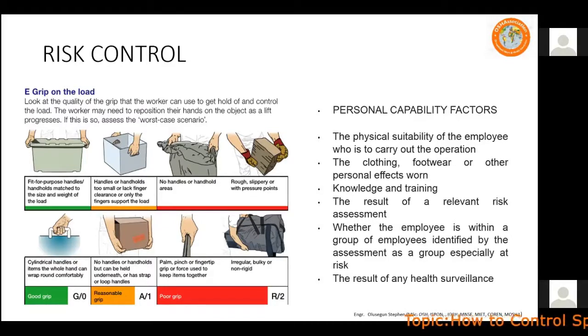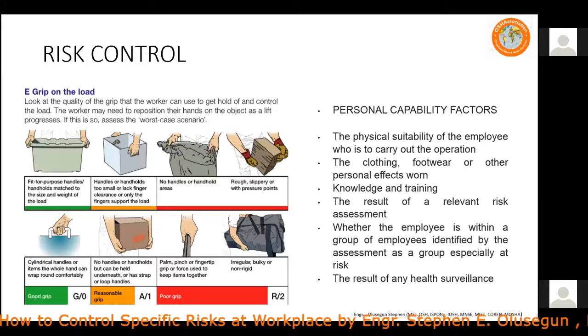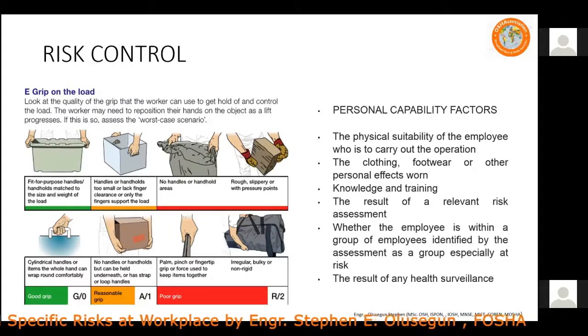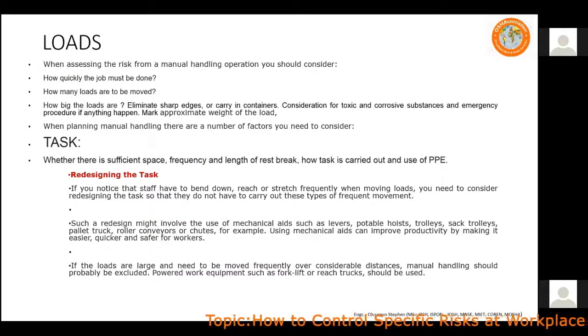you are risking yourself. Personal capability, like I've mentioned, is the physical suitability of the employee who is to carry out the operation, the clothing, the footwear, or the other personal effects. Knowledge and training, the result of a relevant risk assessment, all this will play a good role when it comes to personal capability. Whether an employee is within a group of employees identified by the assessment as especially at risk. You need to know that some people are vulnerable. The results of any health surveillance are going to be put into consideration.